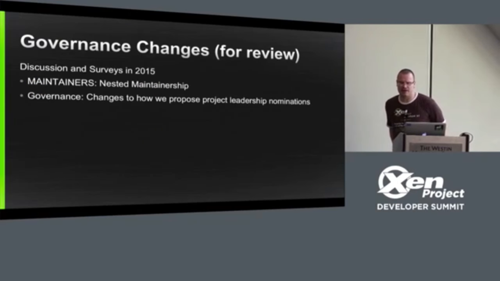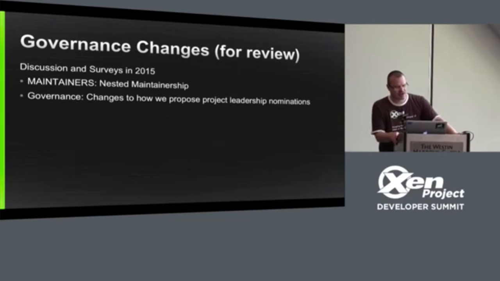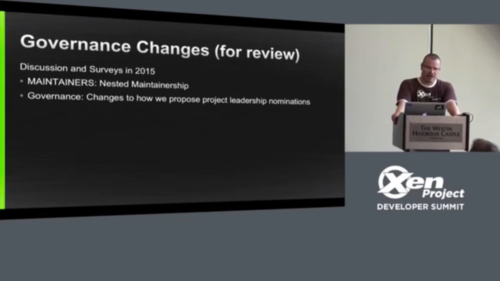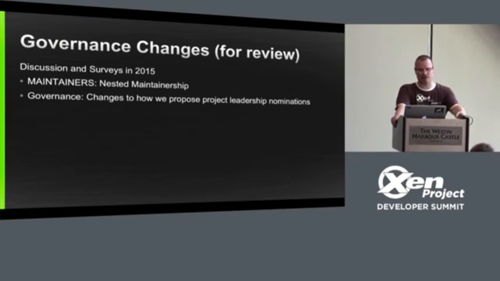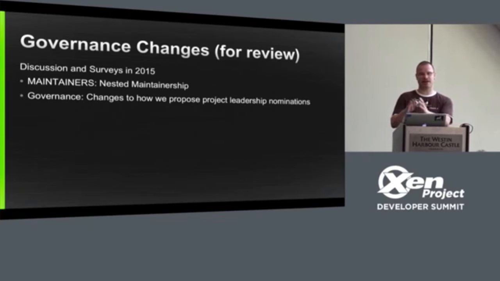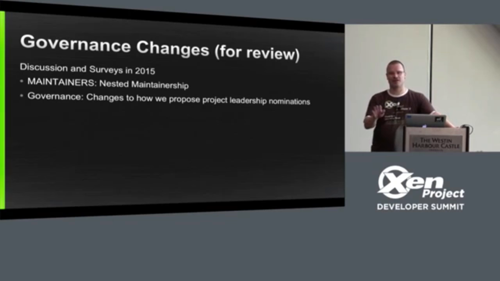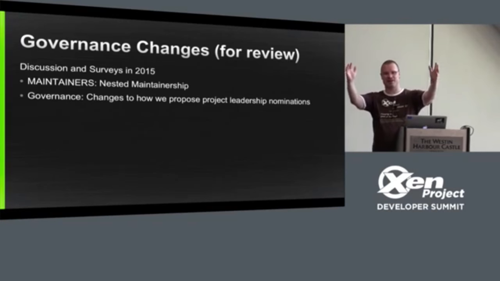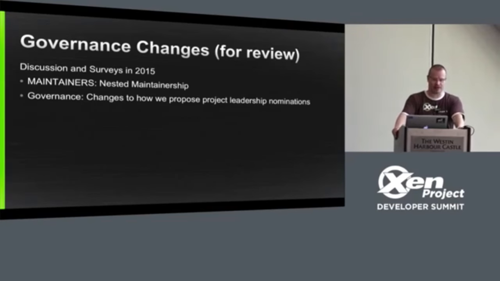We also made a few governance changes. So in 2015, we had a number of surveys and discussions around how we actually work, what's the boundary between maintainers, and so we made some changes around the idea of nested maintainership. Basically, maintainers own certain parts of the code, some people might own a directory, some might own a bigger part, and the committers fundamentally own everything. And so we just clarified how people interact with each other.